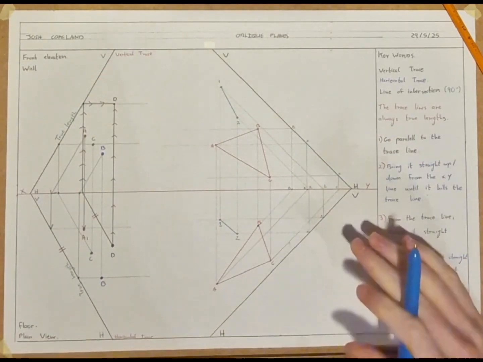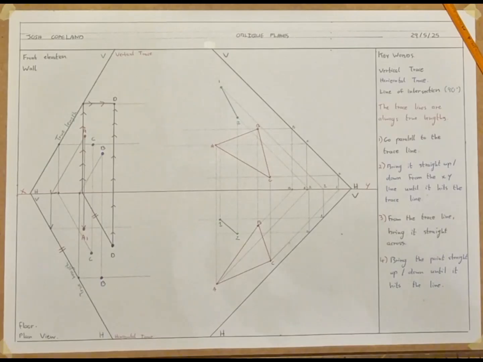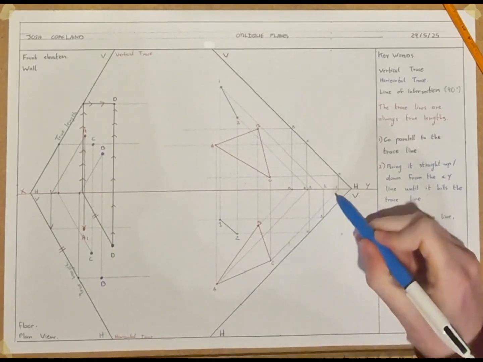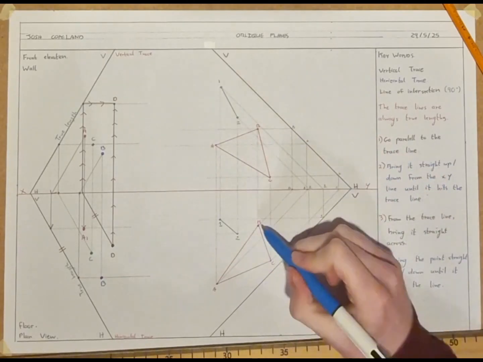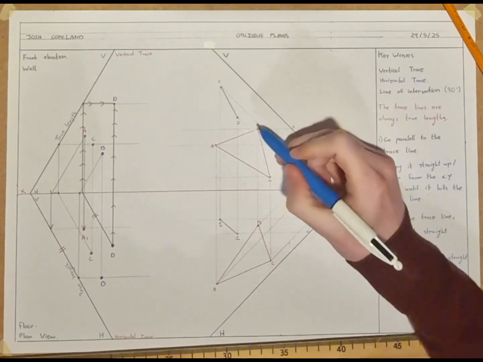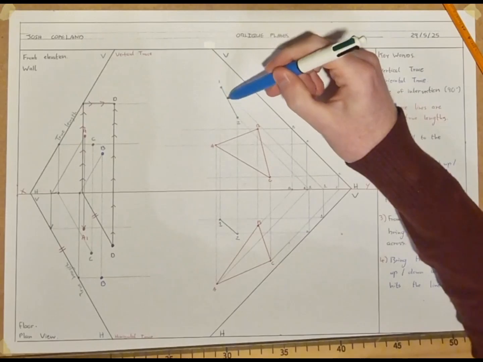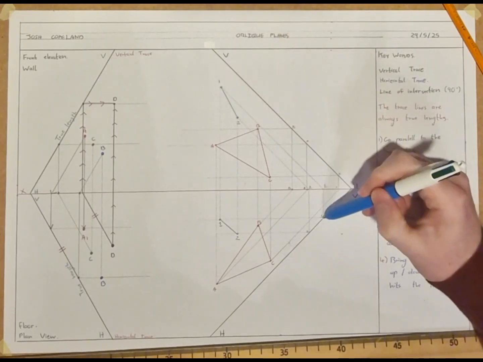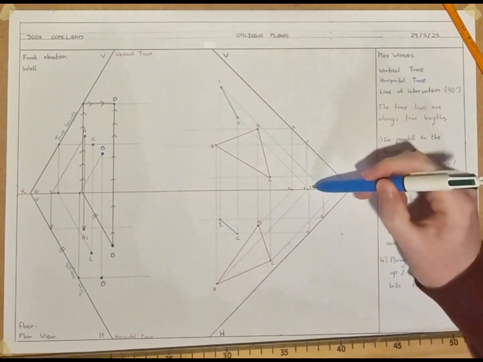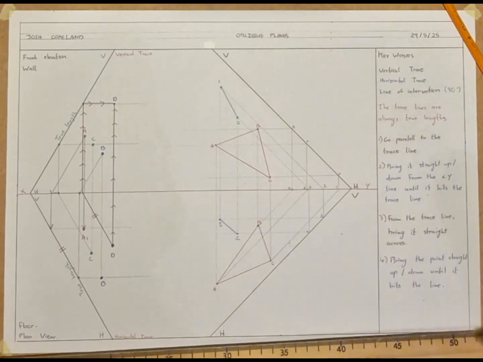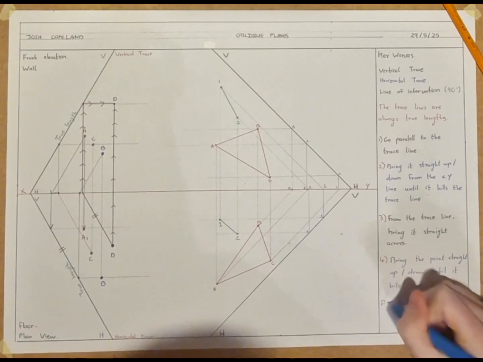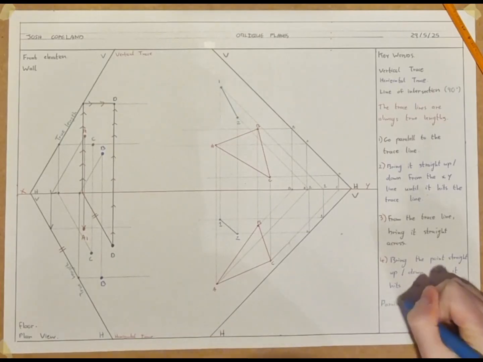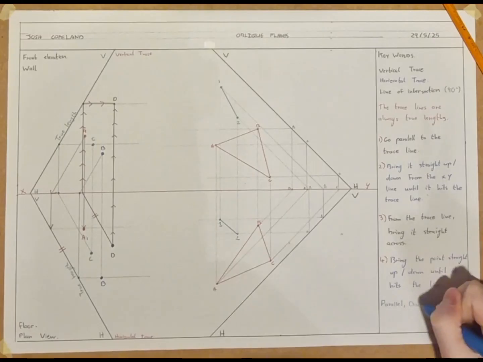A saying that I like to use to ensure that I'm doing it right is called parallel, up and across. Parallel, up and across. Or, in the instance here, parallel, down and across. So, in the notes here, what I'm going to do is we're going to write parallel, down slash up, and across.